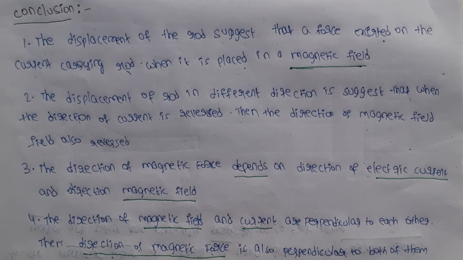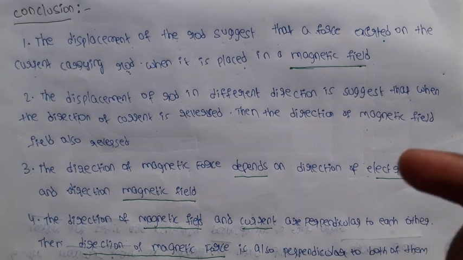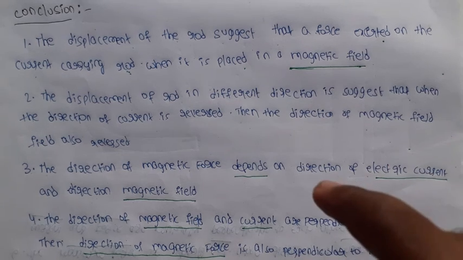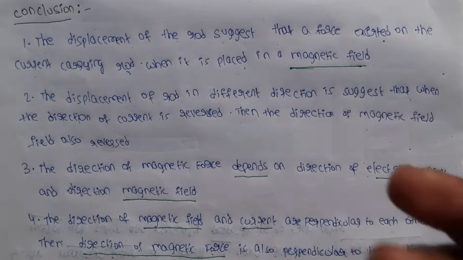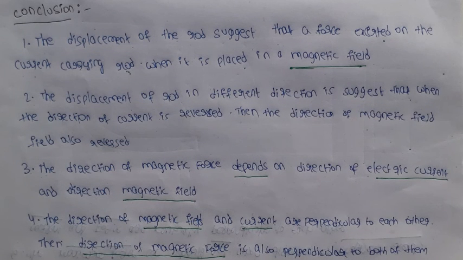Next point, the direction of the magnetic force depends on two things: first, the current, and second, the magnetic field. Fourth point, the direction of the magnetic field and current are perpendicular to each other. The direction of the magnetic force is also perpendicular to both of them. So the three things, magnetic field, current and force, are mutually perpendicular to each other.